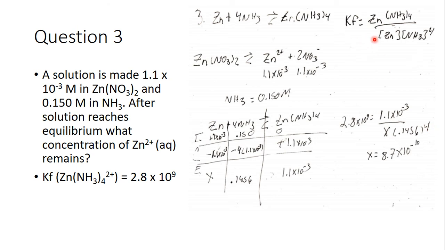The reason why I always write out KF in variables is because it's very easy to forget this power of 4. So as long as you write your KF in variables like this, if you follow this, you should have no problem getting the right answer. And so we solve for X. X equals 8.7 times 10 to the minus 10 molar.